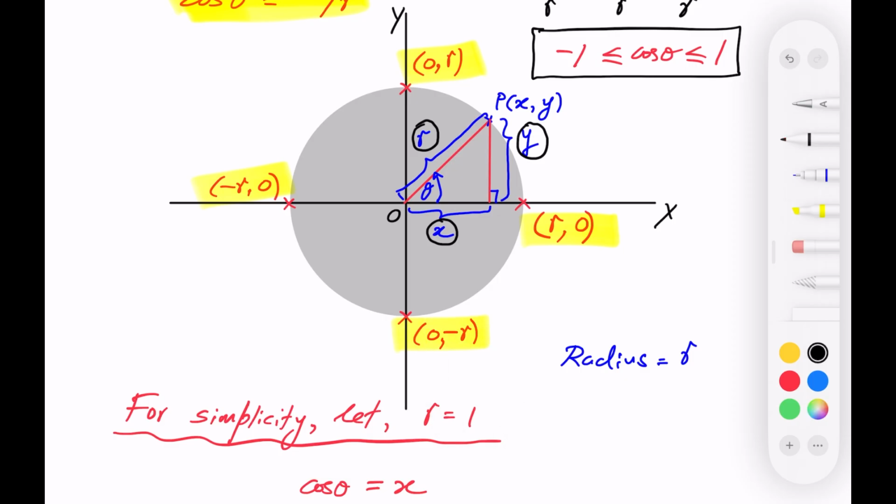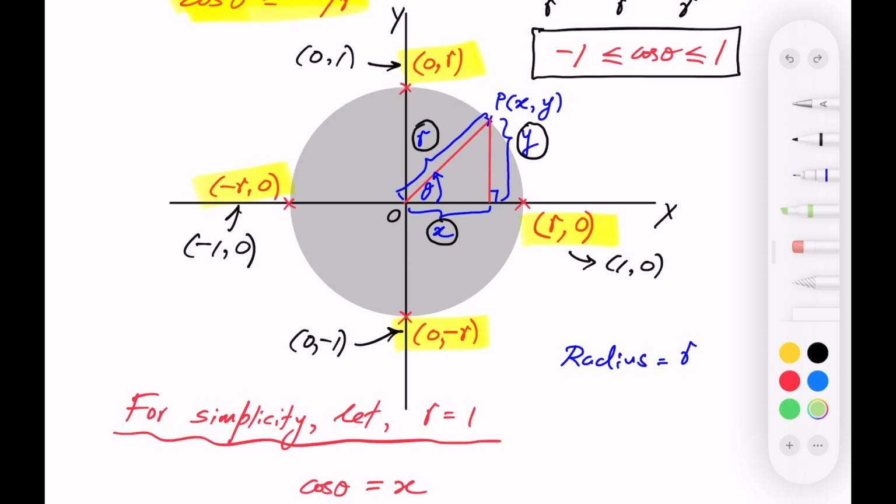When I do so, this coordinate point right here becomes (1, 0). This coordinate point right here becomes (0, 1). This coordinate point right here becomes (negative 1, 0). This coordinate point right here becomes (0, negative 1). Now I will look at these new x values of these coordinate points because I'm looking at a unit circle.